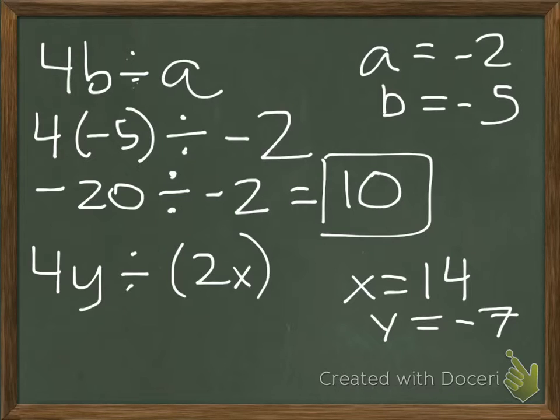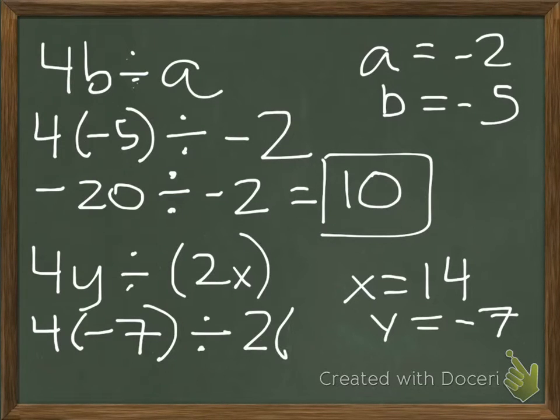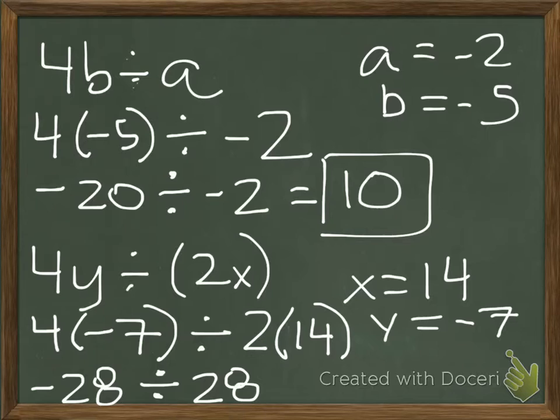Then we're going to use the next one, x and y, so 4 times negative 7 divided by 2 times 14. And we're going to do multiplication first, and then we divide. So 4 times negative 7 is negative 28, divided by 2 times 14, which is positive 28. So you're going to get a negative 1.